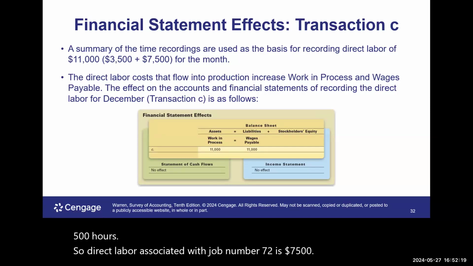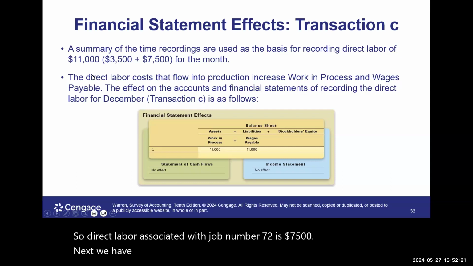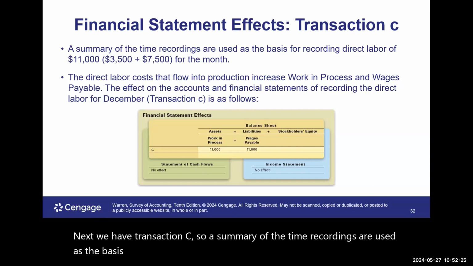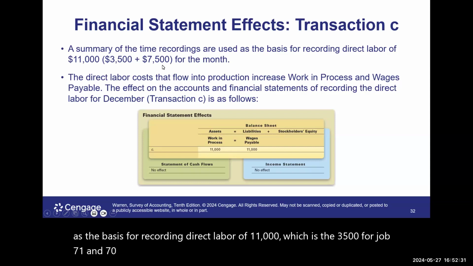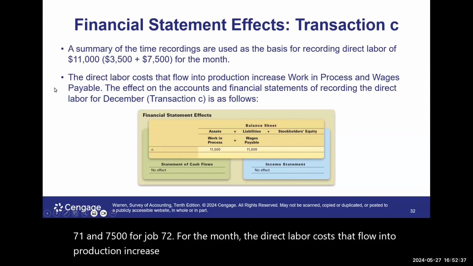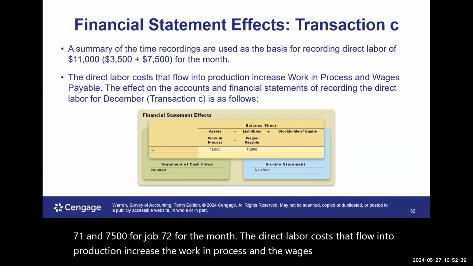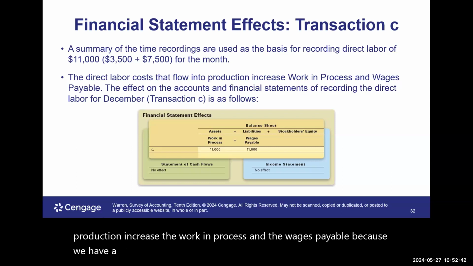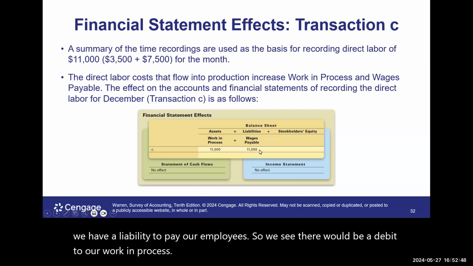Next, we have transaction C. A summary of the time recordings is used as the basis for recording direct labor of 11,000, which is the 3,500 for job 71 and 7,500 for job 72 for the month. The direct labor costs that flow into production increase the work in process and the wages payable because we have a liability to pay our employees. So we see there will be a debit to our work in process and a credit to our wages payable.